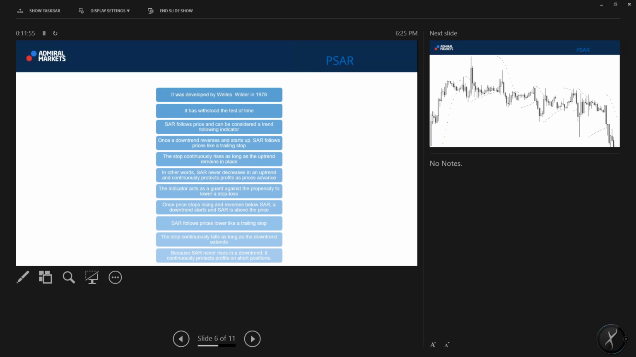Now, the stop continuously rises as long as the uptrend remains in place. In other words, SAR never decreases in an uptrend and continuously protects profits as price advances. Okay? It's very important to know. The indicator also acts as a guard against the propensity to lower a stop loss. But once price stops rising and reverses below SAR, a downtrend starts and SAR is above the price.